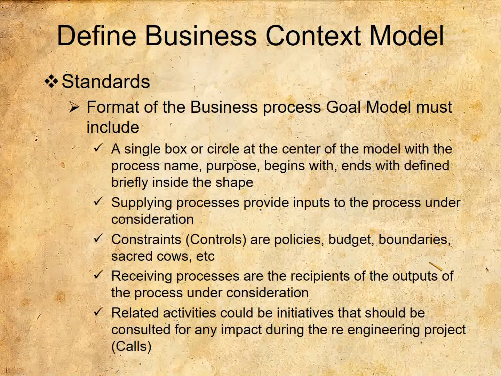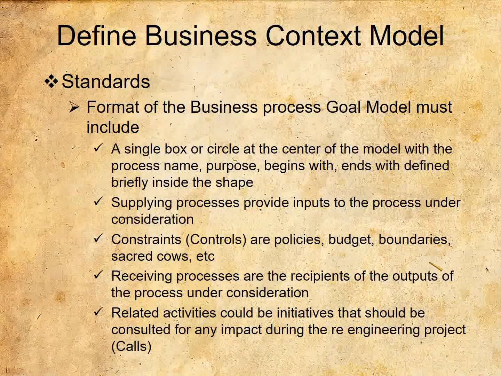A single box or circle at the center of the model with the process name, purpose, begins with, ends with defined briefly inside the shape. This represents everything in scope of the process. This figure is the center or focal point of the page. Supplying processes provide inputs to the process under consideration. Supplying processes are usually not more than 3 to 4.